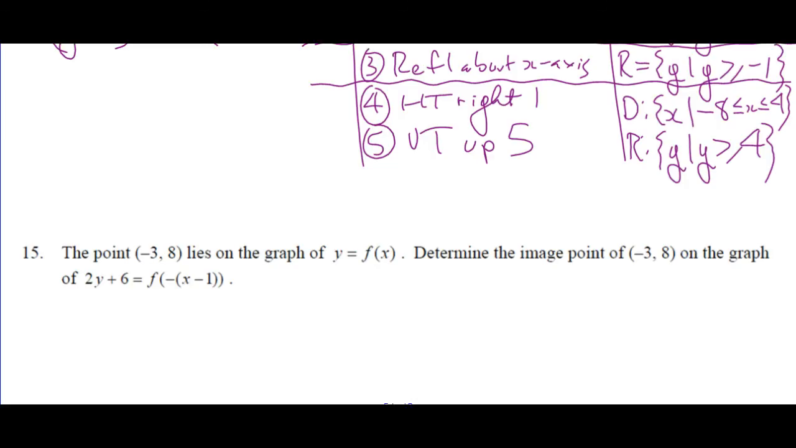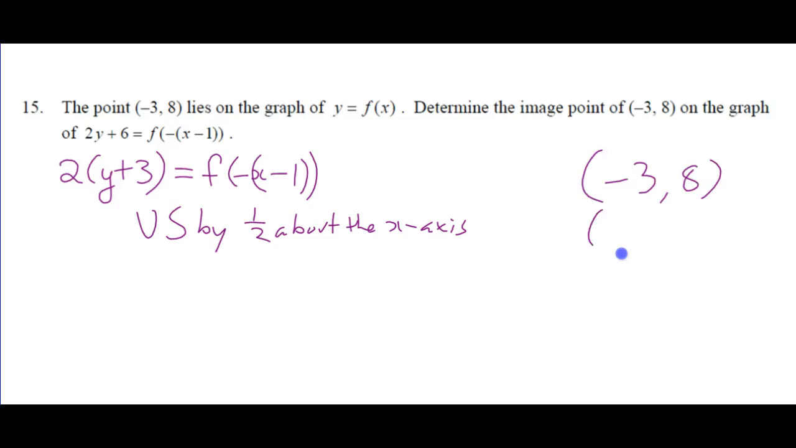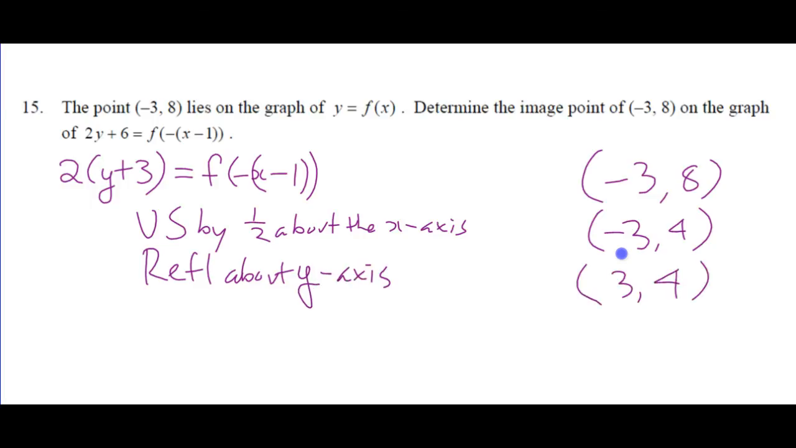Variation. Give it a shot. Okay, so wordy stuff. We have a vertical stretch by a factor of 1/2 about the x-axis. So this started out as negative 3, 8, and it now becomes negative 3, 4. Then what do we have next? Reflection about the y-axis. So now we're at 3, 4.